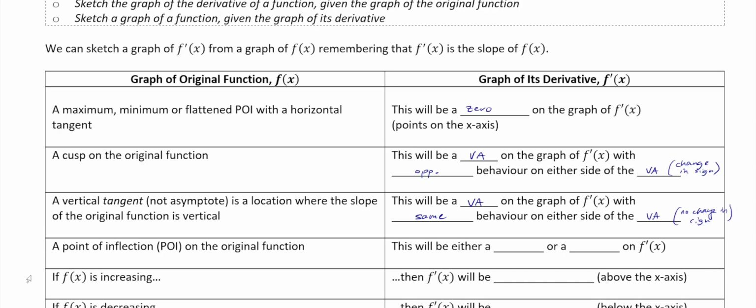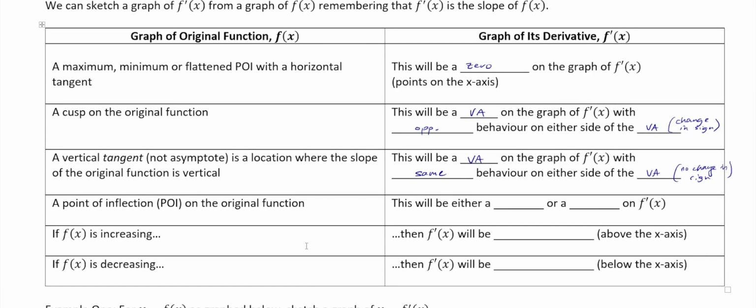A point of inflection on the original function will be either a max or a min on the derivative function, because remember that a point of inflection has to have the second derivative equal to 0, so that means it's got to be a max or min on the first derivative. Now, if f at x is increasing, then f prime at x will be positive. If f at x is decreasing, then f prime at x will be negative.